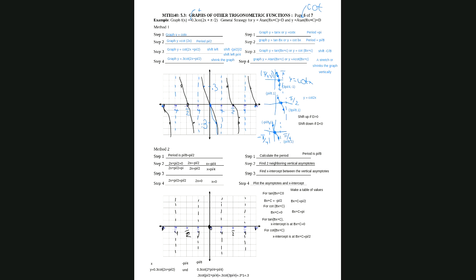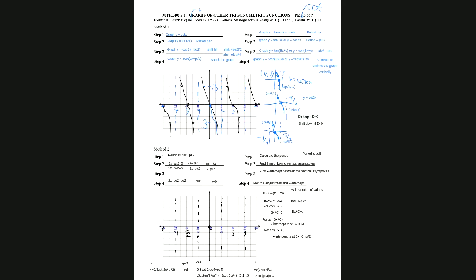The next one I want to plug in is 0. And when I plug in 0, I'll get 0.3 times the cotangent of 2 times 0 plus pi over 4. 2 times 0 is 0. And so we're going to get 0.3 times the cotangent of just pi over 4. And so that gives me 0.3 times 1, and that just makes 0.3. Next, I'm going to plug in pi over 8.